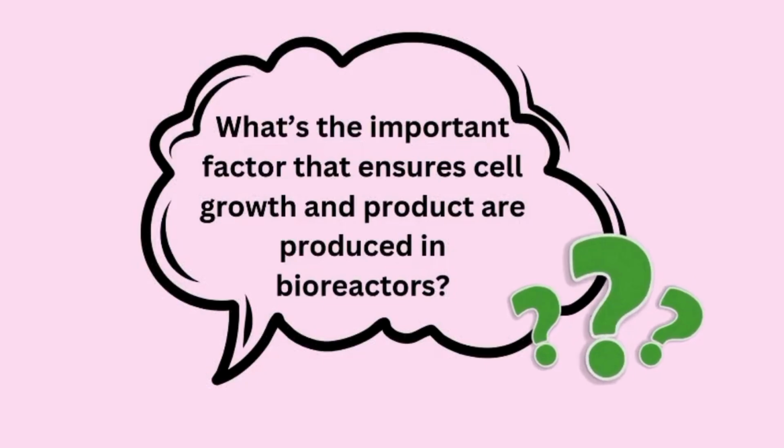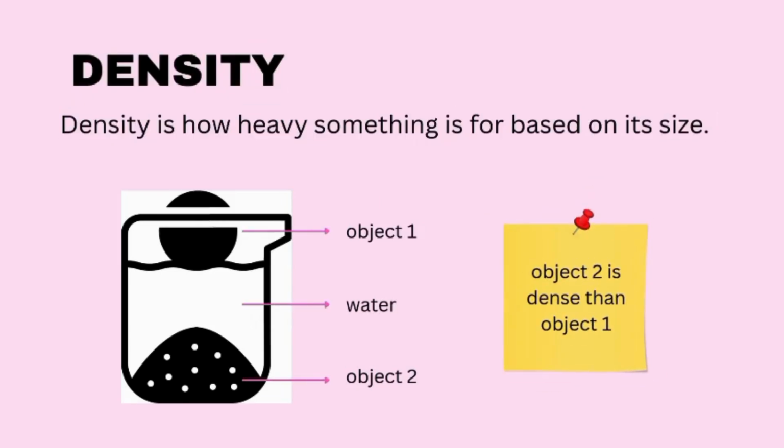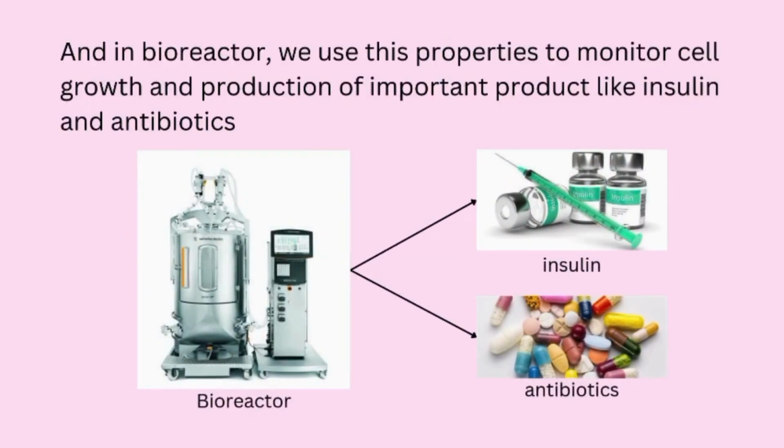What is the important factor that ensures cells grow perfectly and valuable products are produced in a bioreactor? It all comes down to one crucial thing, which is density. Density is how heavy something is based on its size, and in a bioreactor, we use this property to monitor cell growth and production of important products like insulin and antibiotics.